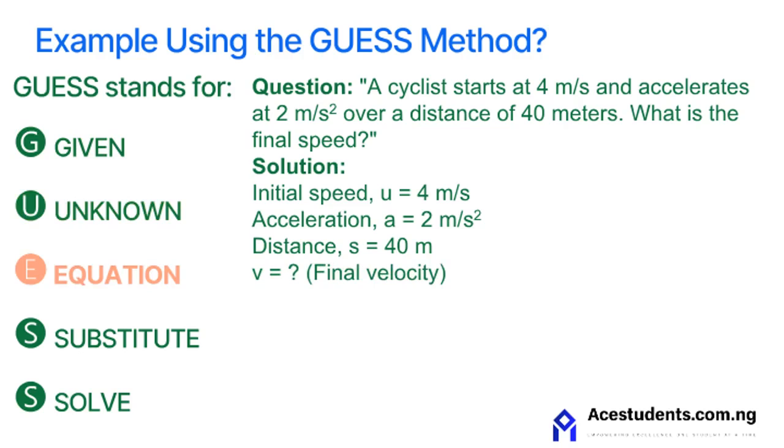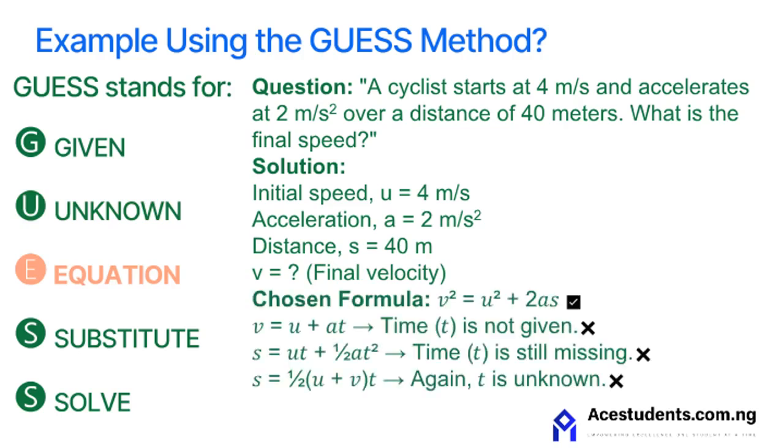Step 3. E is for equation. Since time is not given, we need a formula that does not use time. The best fit is v squared equals u squared plus 2as. Why this equation? It uses u, a, and s, the values we have, and lets us find v. Other formulas like v equals u plus at won't work here because time is not given from the question.